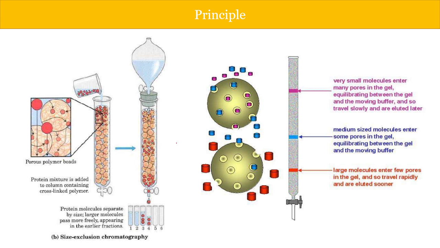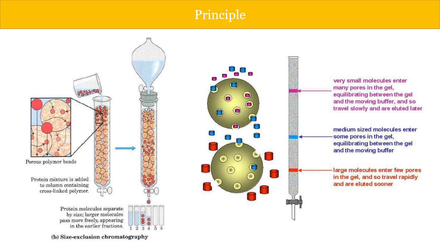See, this is a porous polymer bead which this column is made up of. So this is the column and the protein mixture is added to the column containing your cross-linked polymer. This is a polymer packing and then you add your protein. Now the proteins separate based on their size. The larger molecules pass through freely. See, the larger molecules don't enter these beads. They can just flow through. They will enter only beads of their size.